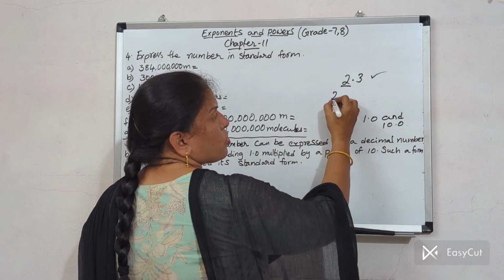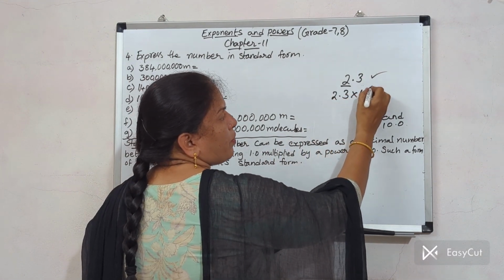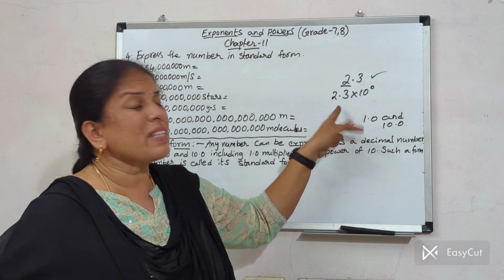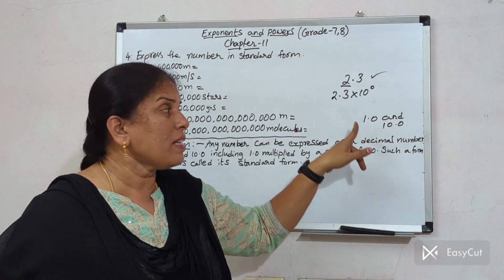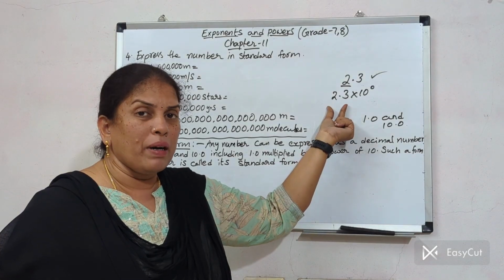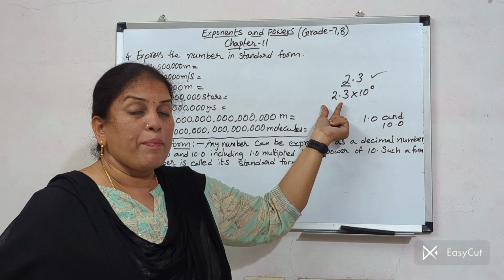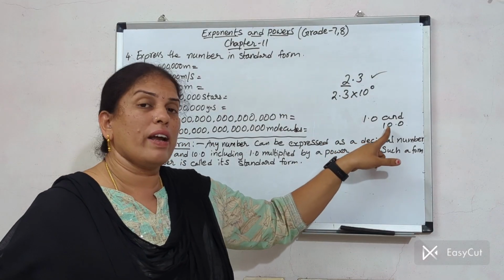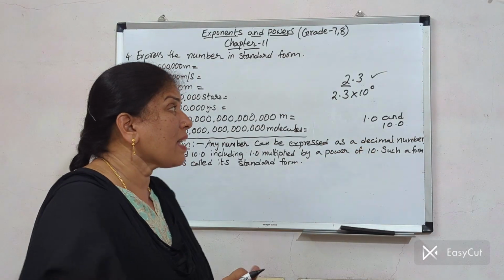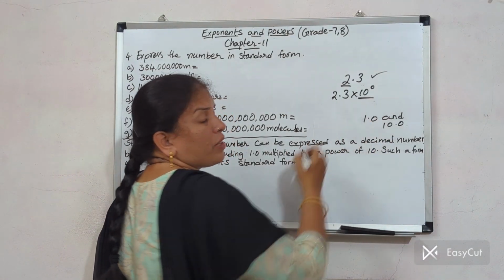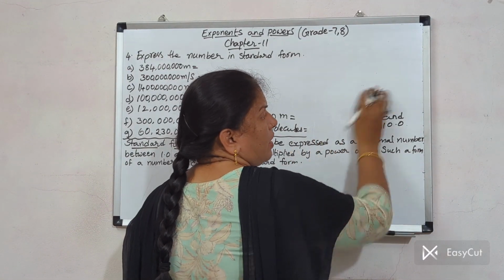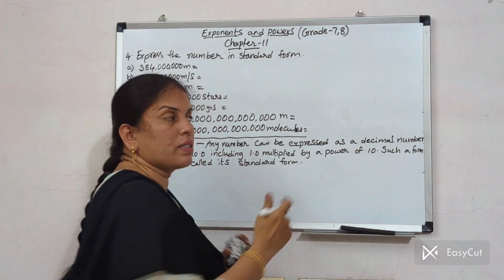You can write it as 2.3 into 10 to the power of 0. Why? Because already it is in a standard form. Standard form is representing the decimal between 1.0 and 10.0, and as a product of a power of 10. Understood, ma? Another example, it will be clear with some more examples.